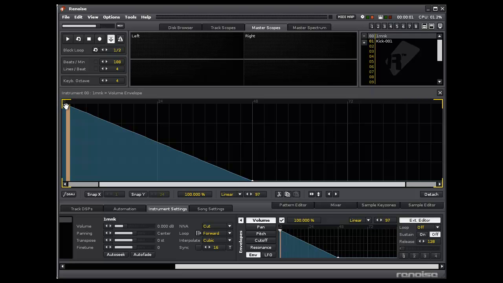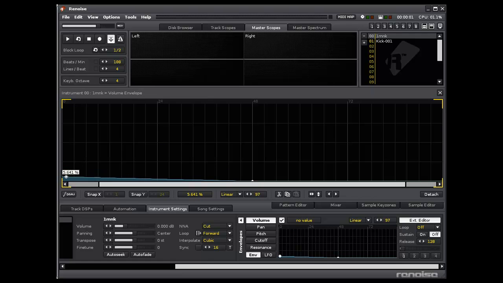Let's try just for example. Whoa, I didn't want to do that. Sorry, I'm making this more confusing than it needs to be, and I've totally killed my amp.